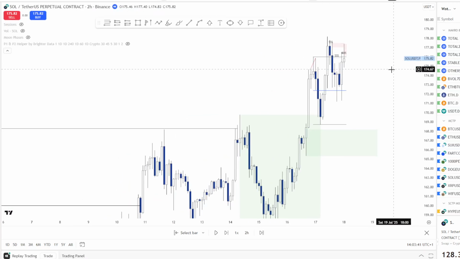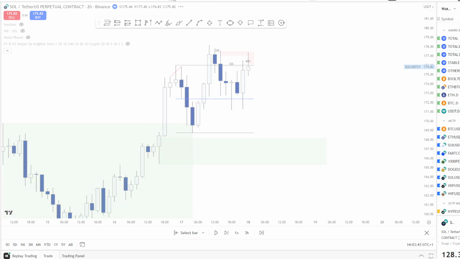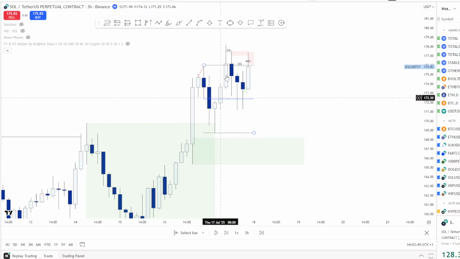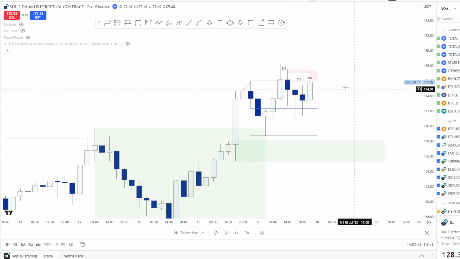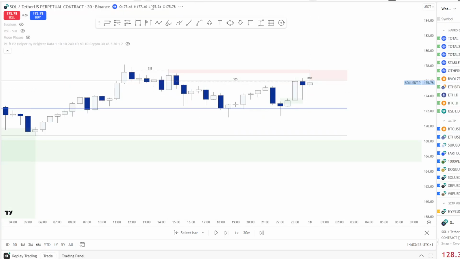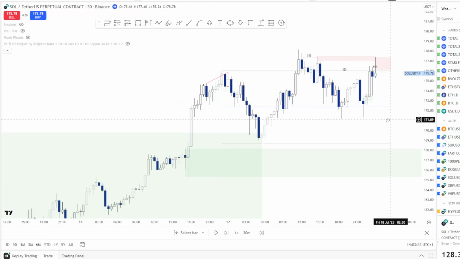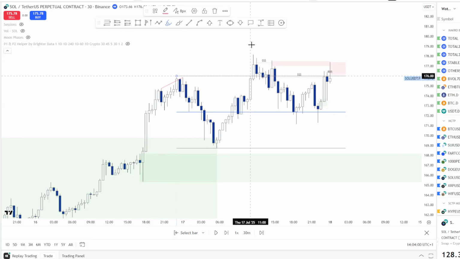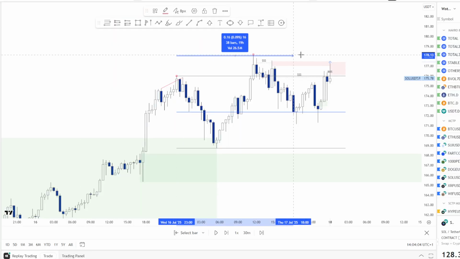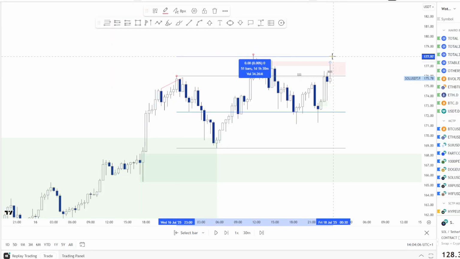This range is valid on the 2, the 3. Here's an unfinished candle, so this could be a nice target. I think we got a little distribution model here. Range duration is 1 hour and 1.